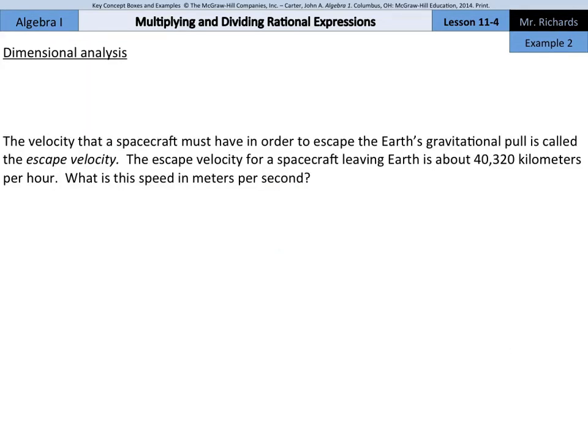Now, you might remember from earlier in the year that dimensional analysis is the process of carrying units throughout a computation.